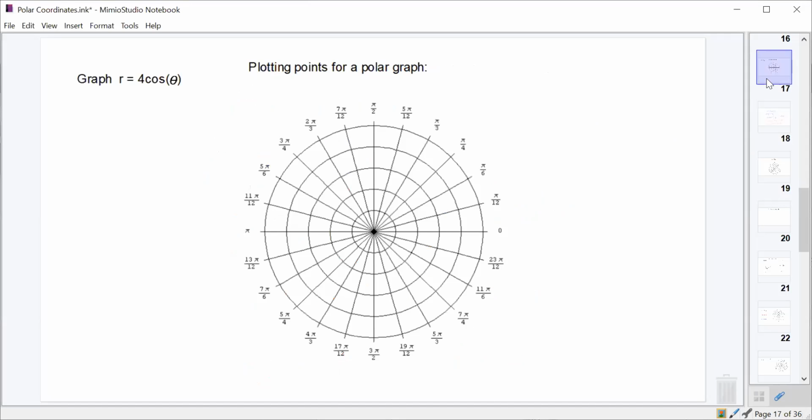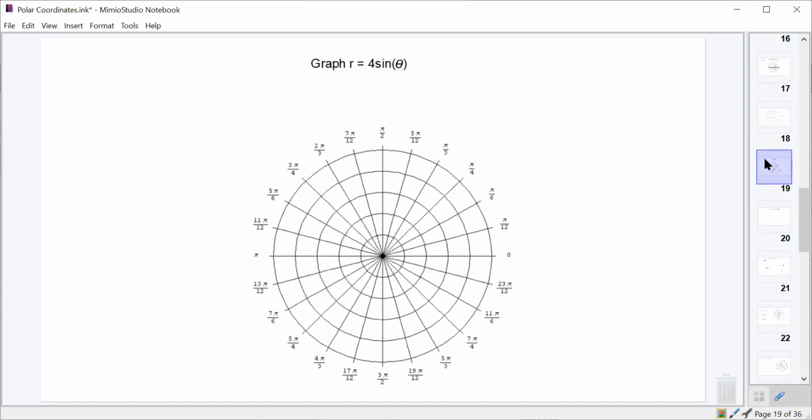So I'm going to just sketch the graph on here. Look at that circle. That was awful. That's better. So there's our circle. Any thoughts on what our next one, for sine theta, is going to look like?